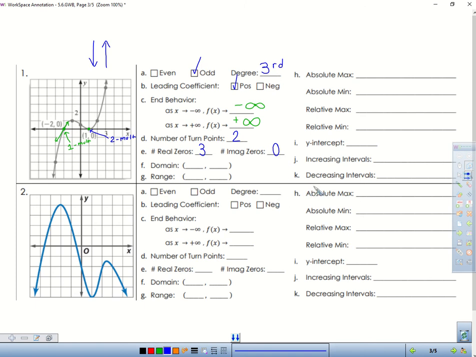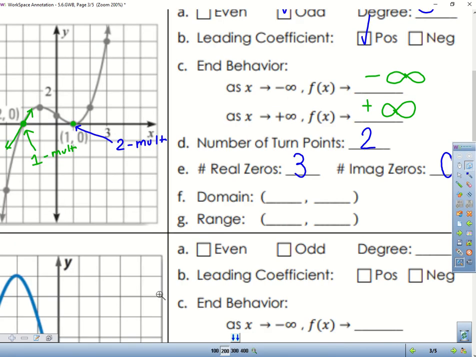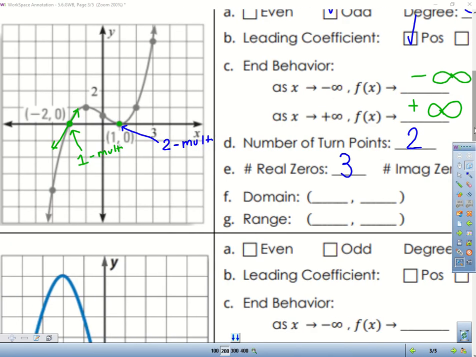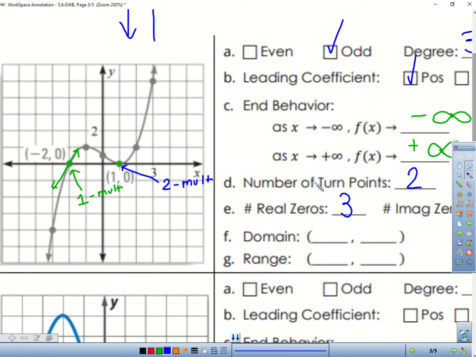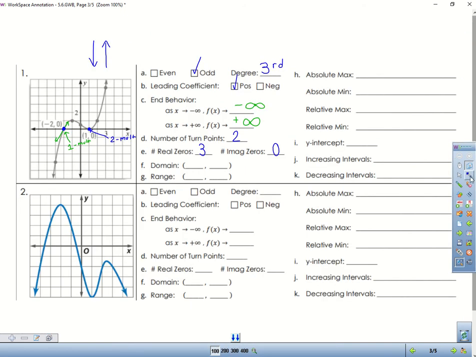So the domain for any polynomial function. Wait, how did you get 3 zeros? So the reason I know you already said it, but that's okay. The reason that we have 3 zeros is because this zero occurs once. This zero actually occurs twice because of its appearance. See how it doesn't cross the axis but it bounces? That means that zero actually occurs twice. Okay? Yeah, so the multiplicity determines how many times that zero occurs.